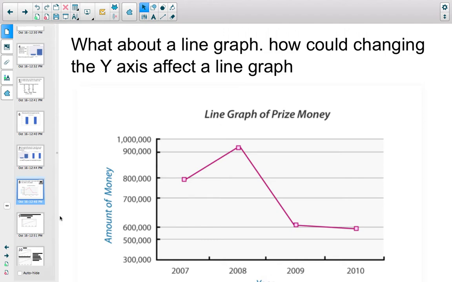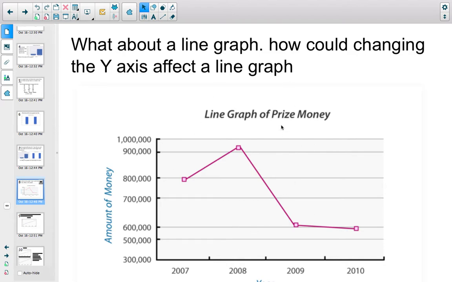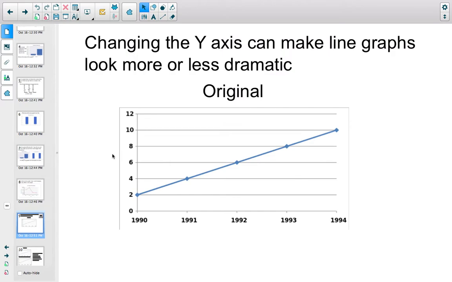Well, here we have an amount of money, right? And we start at 300,000 and we go up to about 1 million. And at 2007, it's 800,000. Then we go up to just about 950,000, then drop down to a little bit less than 600,000. Right? It looks like the prize money is changing a lot or dropping a lot. But if you don't start at 0, you can make graphs in lines look more or less dramatic.